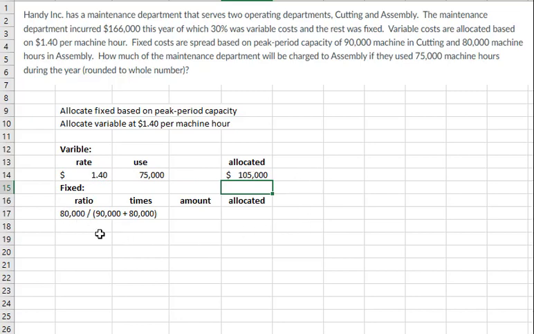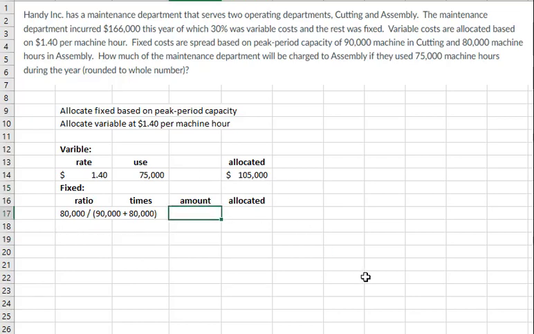And then this is the ratio here of what portion of fixed costs are going to go to assembly because of their ratio of the peak period capacity. So you can see the 90,000 plus the 80,000, that's the two operating departments. So a total of 170,000 peak capacity, of which 80,000 is assembly. All right, so that's going to be the ratio times fixed cost that is going to be allocated to assembly.